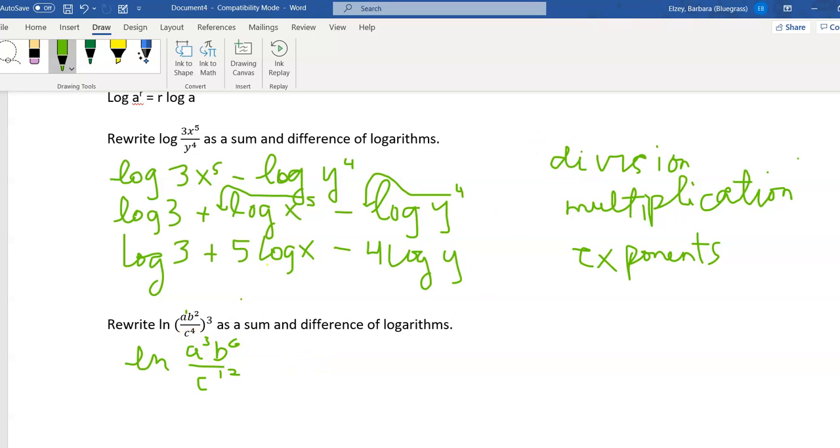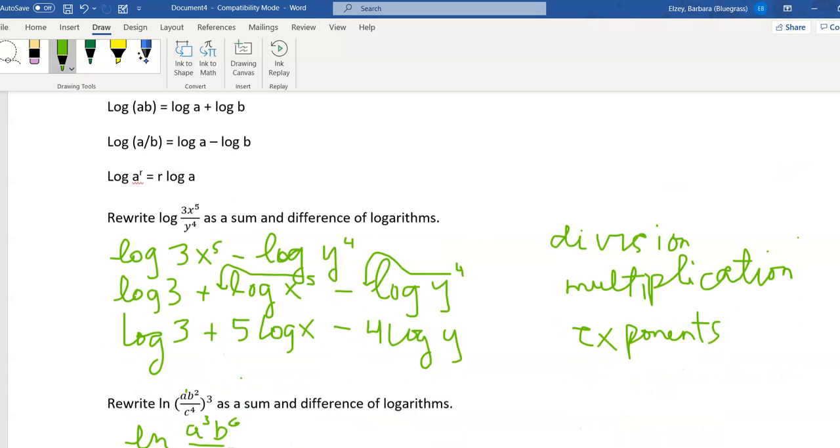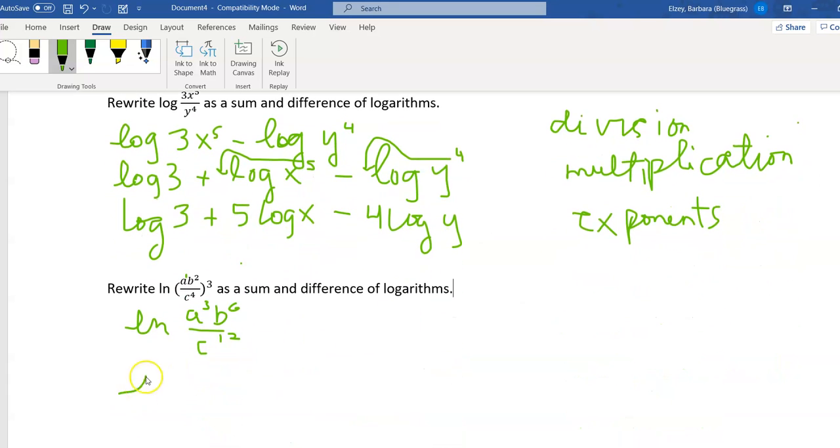So our rule for division is that if we have two things divided, it breaks up into log of the top minus log of the bottom. So let's do that. Log of the top, our top is a cubed b to the sixth, minus log of the bottom, c to the 12th.